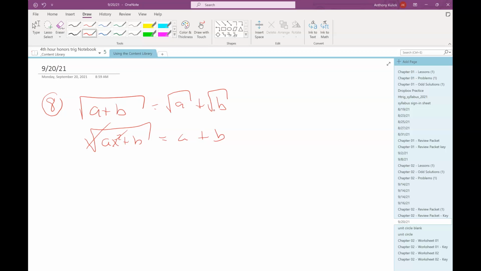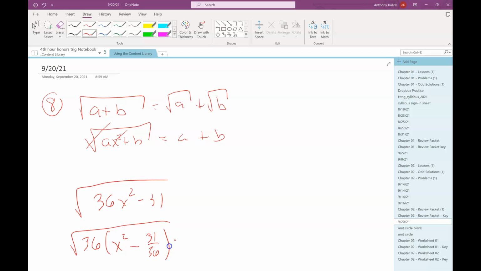Why couldn't you pull a 6 though? 6x? Because you can't break a radical at an addition or subtraction symbol. The 6 can't take a 36 out of 31. If you wanted to do that, what you'd have to do is factor a 36 out, and then you could do 6 square root of x squared minus 31 over 36, and that would be okay. But that's way worse than the original, right?